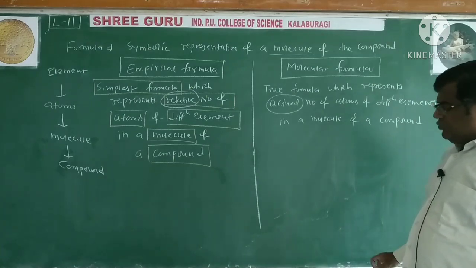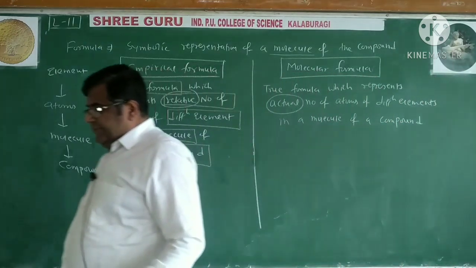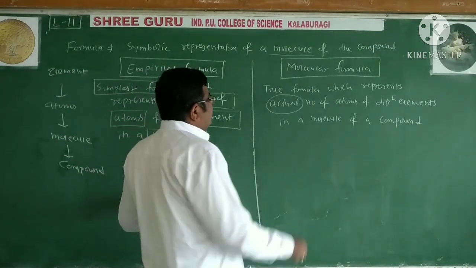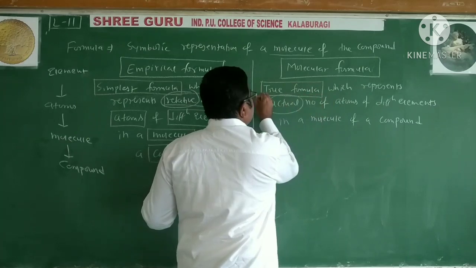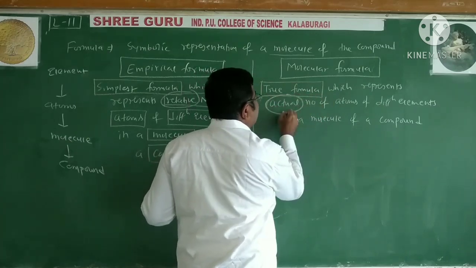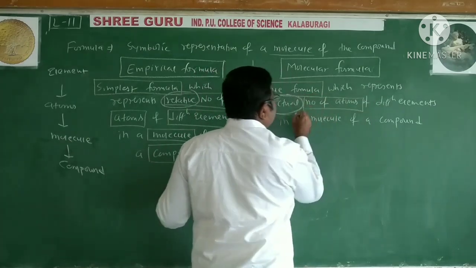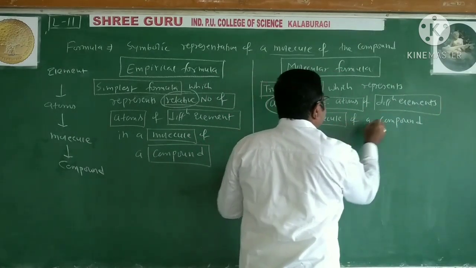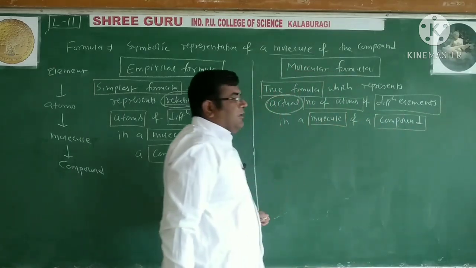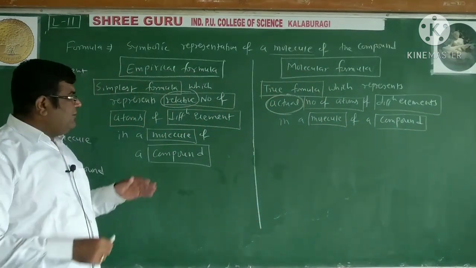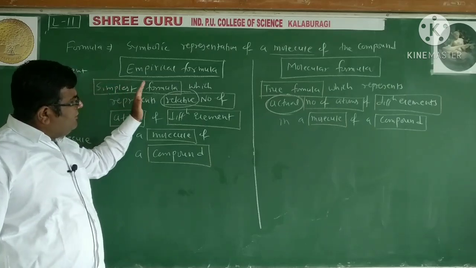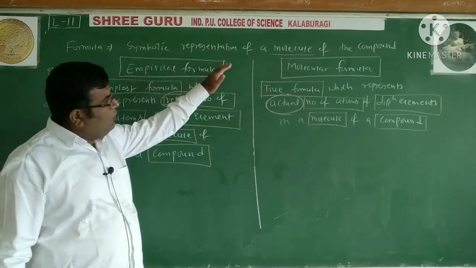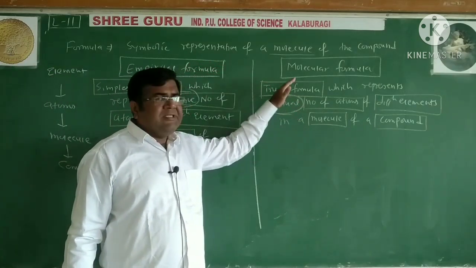So this is true formula. See the keywords here. It represents the actual number of atoms of different elements of a molecule of a compound. So if the formula is simplest and represents relative number, it is empirical. And if the formula is true and it represents actual number, it is molecular.